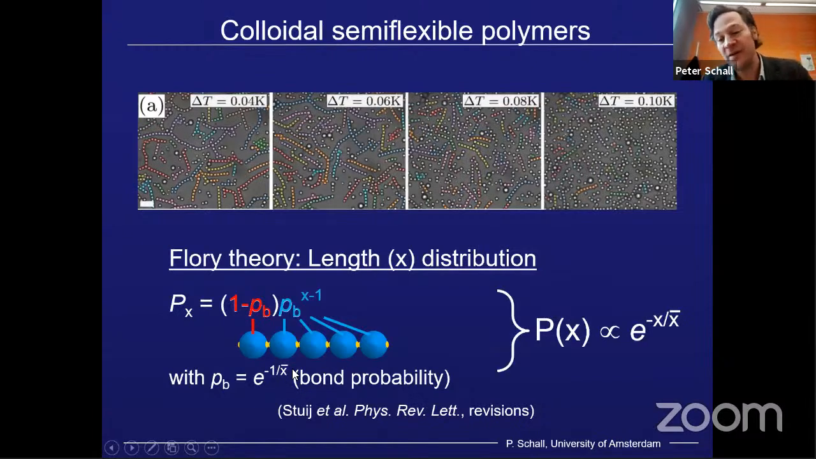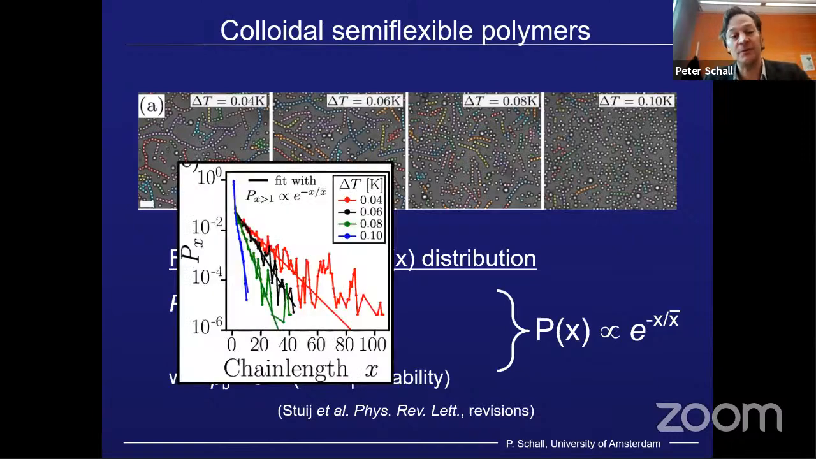Anyways, what you will see if you plug it in, you're expected to get a distribution of length that is exponential: e to the minus x over the average length of the polymer. And this is what we actually found experimentally.